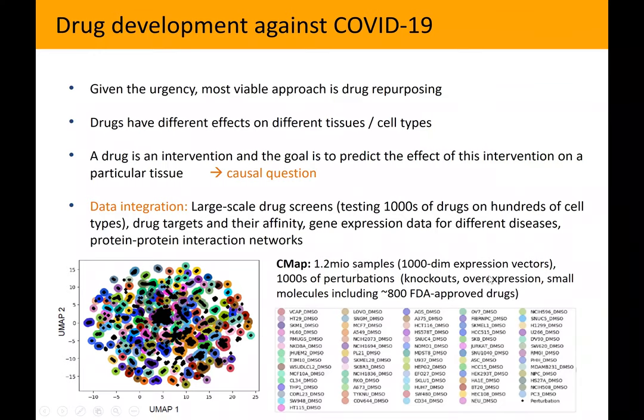not all of these drugs and knockouts and perturbations have been measured on each cell type. So it's really a question of large-scale data integration and also a causal question, because the drug is an intervention, right? So what I want to be able to do is measure the effect of a drug on one cell type, and predict its effect on a different cell type where I have not yet measured it.